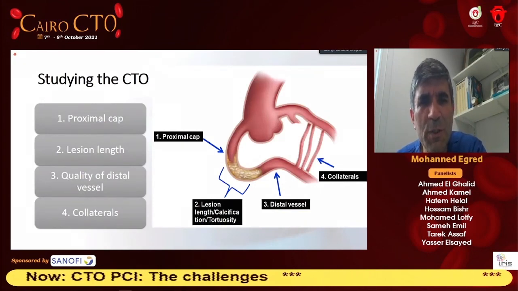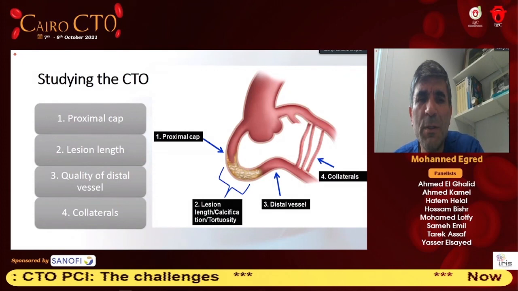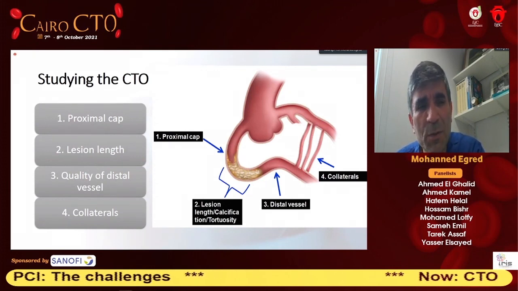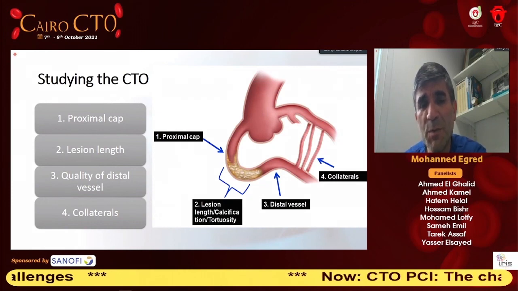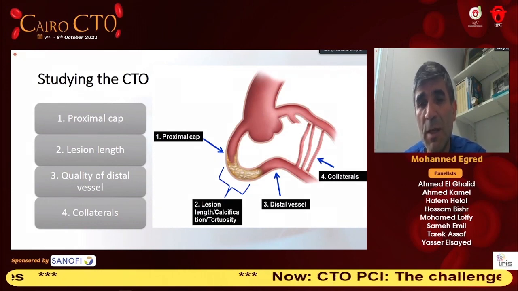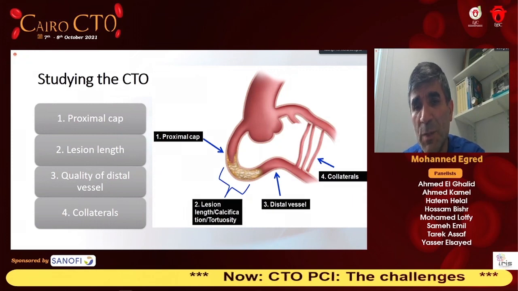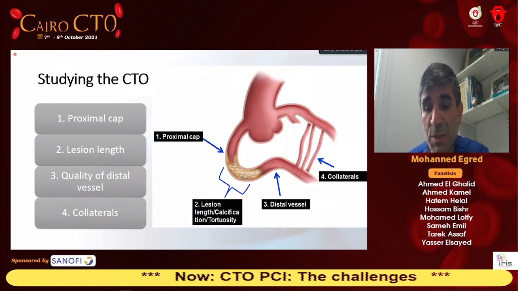What do you look for? You look at the proximal cap. You look at the lesion length or the occlusion length. You look at the quality of the distal vessel and the collaterals. All this together helps you to decide: am I going to go antegrade? Am I going to go antegrade dissection re-entry? Am I going to go retrograde dissection re-entry?